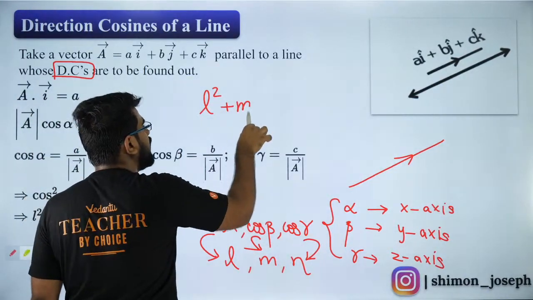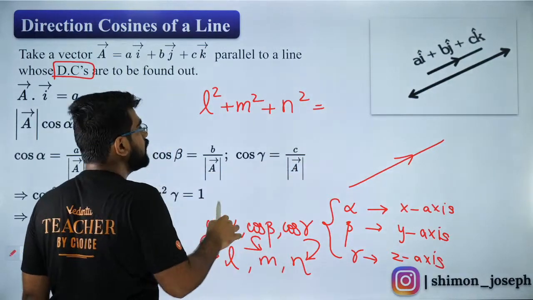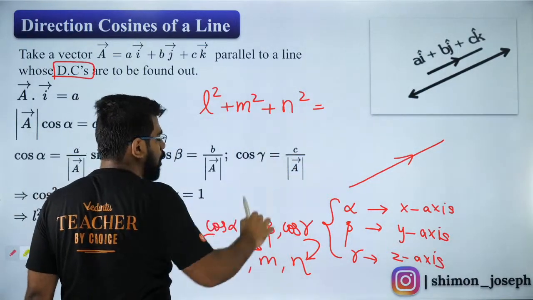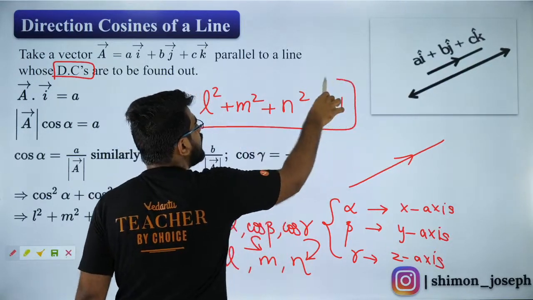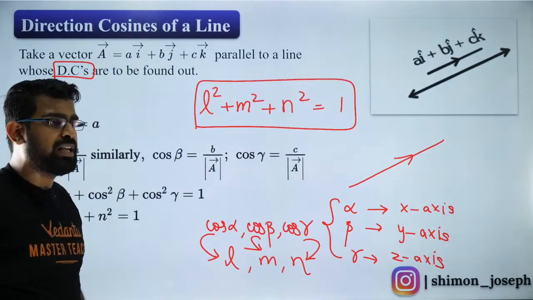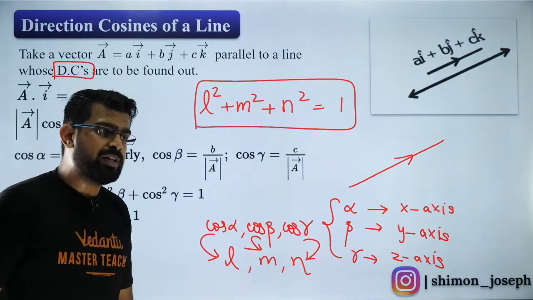You need to remember that direction cosines are unit vectors. So if you square and add all of these components, it will be equal to 1. Are you all clear with that, my dear students? Everybody? Are you all clear with it?